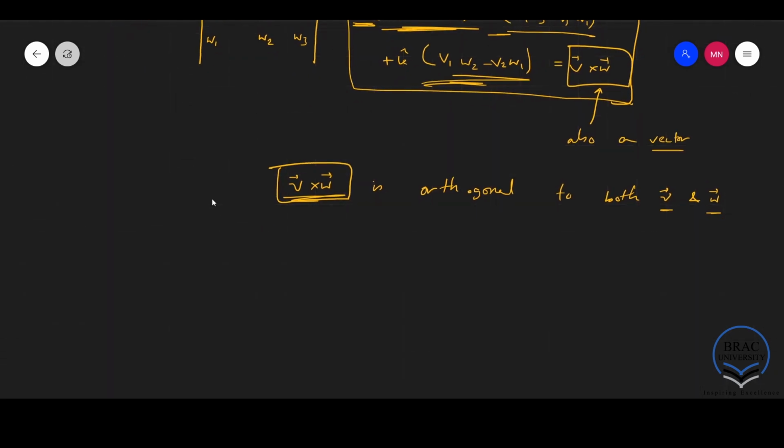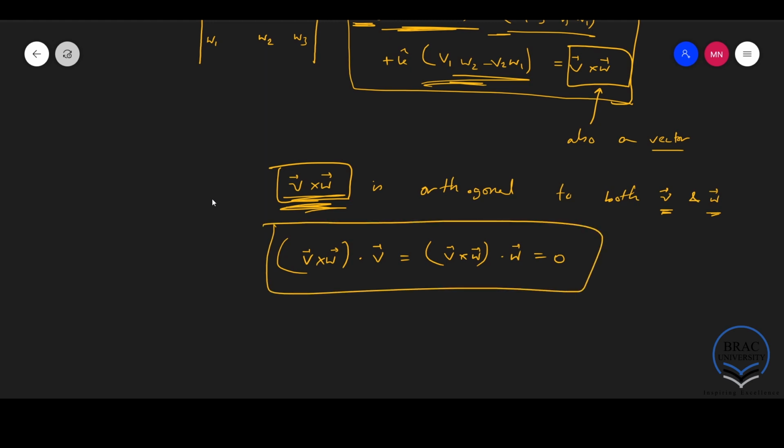Now what does that mean? It means that if you remember, if I have two vectors a and b, if a is orthogonal to b, then the dot product of these two vectors will be equal to 0, right? If a and b are orthogonal, then their dot product is equal to 0. Similarly, since this is orthogonal to both v and w, then the dot product of v cross w with v as well as the dot product of v cross w with w will be equal to 0, since this and this are orthogonal as well as this and this.